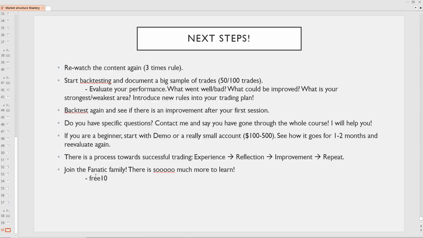Trade safe, follow your plan, and make sure to again go through that process. Experience, reflect, improve, and repeat it again.